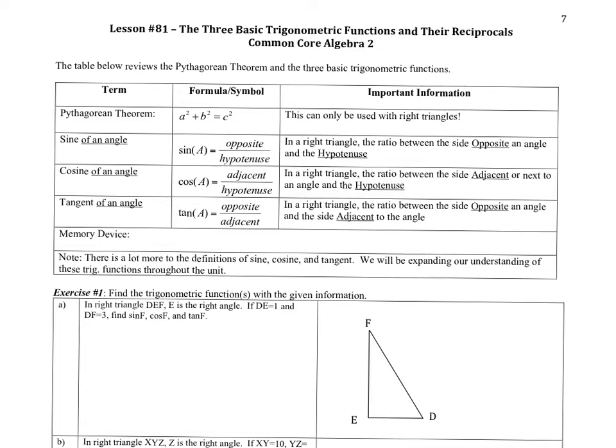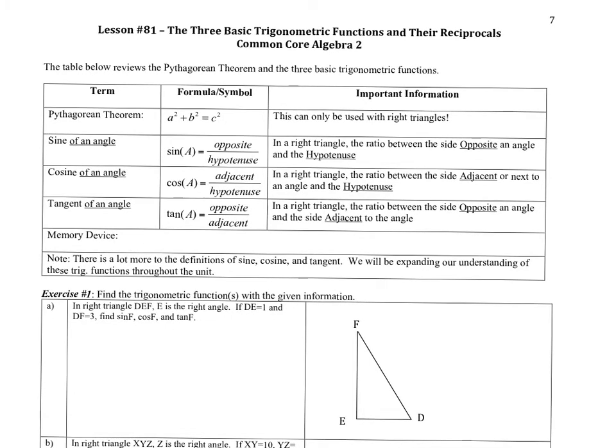In this lesson, we are going to be covering sine, cosine, and tangent, which you learned last year, as well as 3 other trig functions. So before we begin, we're just going to review some formulas. First is the Pythagorean theorem, a squared plus b squared equals c squared. And this can only be used with right triangles.